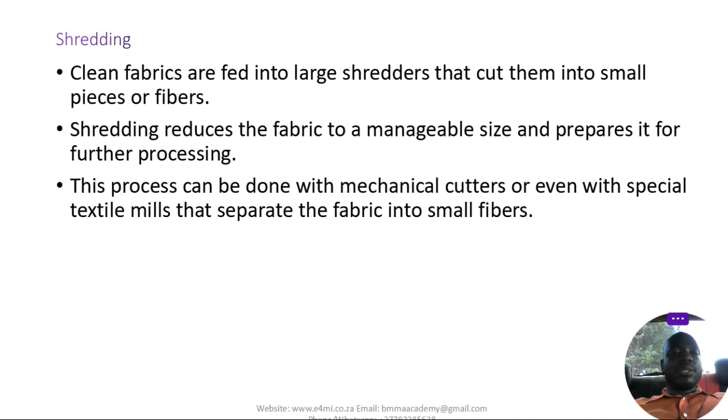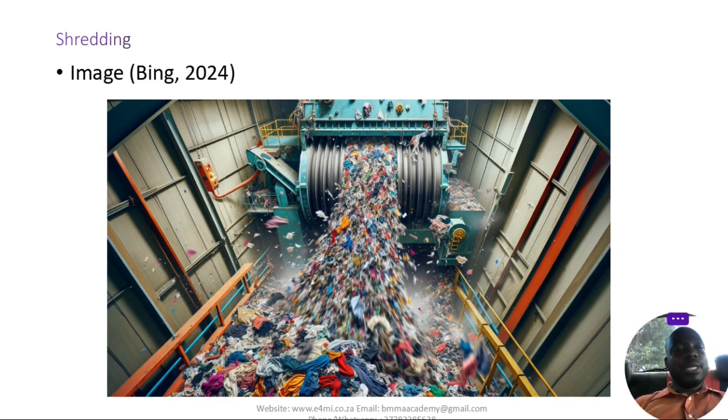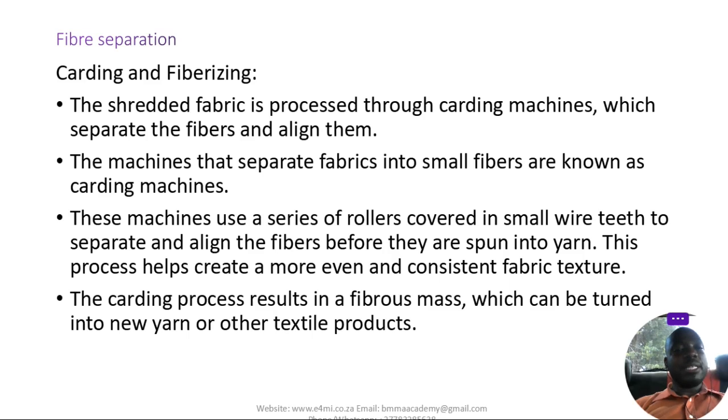Shredding reduces the fabric to a manageable size and prepares it for further processing. This process can be done with mechanical cutters or even with special textile mills that separate the fabric into small fibers. So this is what we call shredding. The fabrics have been fed onto the machine that is cutting them into smaller pieces.